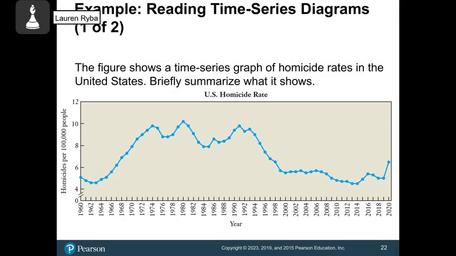This last graph here is a time series graph because on the bottom here is a time in years. And it shows the number of homicides in the United States per 100,000 people. So it says, briefly summarize what it shows. So before you move on, if you would like to add a comment here for what you see happening, and then you can look on the next slide and see if you were correct or not.